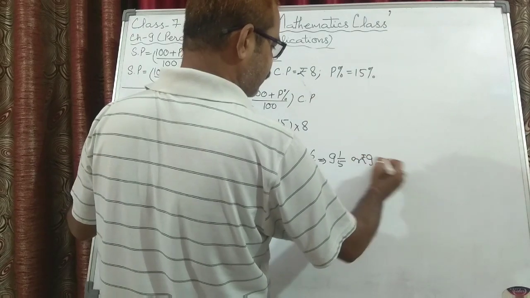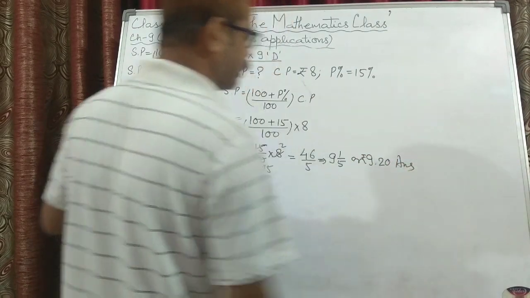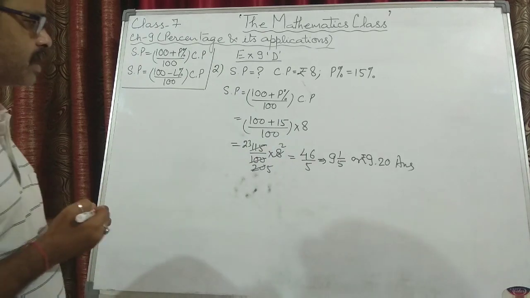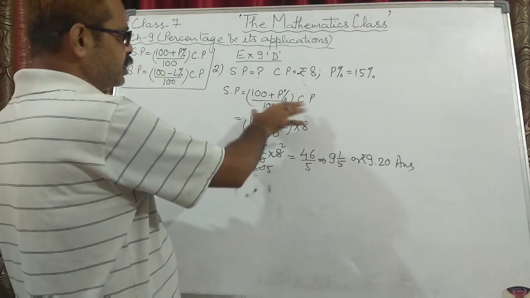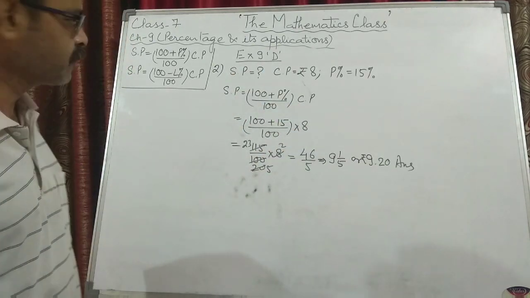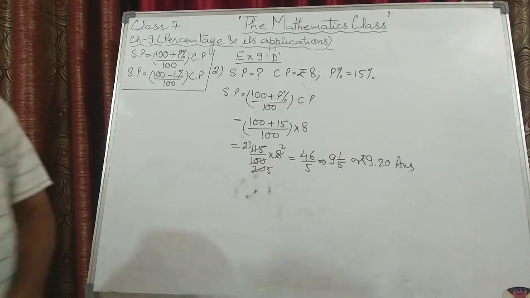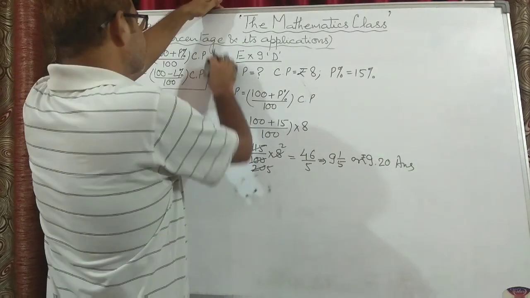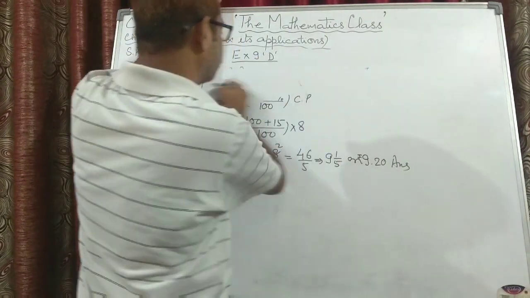This should be the selling price. This is the final value. Calculations I am not very much concerned about. The thing is you need to remember the concept, the formula we are going to use. Now we move on to question number 4. Let's see what is there in question number 4.